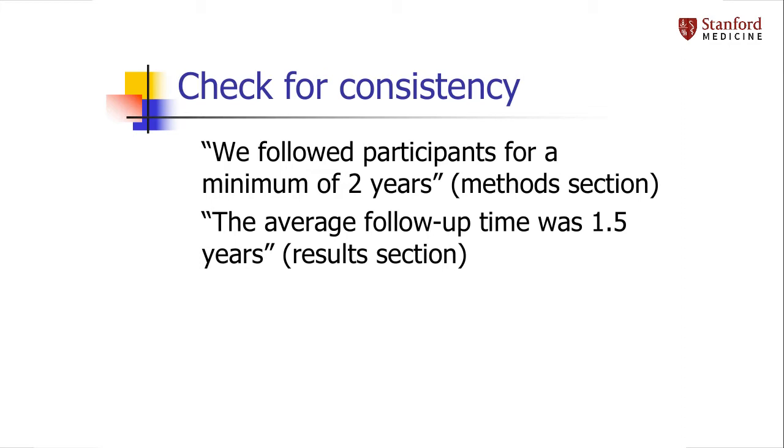This happens often. I was editing somebody's work, and in the methods section, they said, we followed participants for a minimum of 2 years. But in the results section, they said that the average follow-up time was 1.5 years. Clearly, the average follow-up can't be 1.5 years if the minimum follow-up is 2 years. So this was an inconsistency. Maybe they meant to say that they had a maximum follow-up of 2 years or that they aimed to follow participants for 2 years. But if a reviewer or editor sees this kind of inconsistency, it raises a lot of red flags.